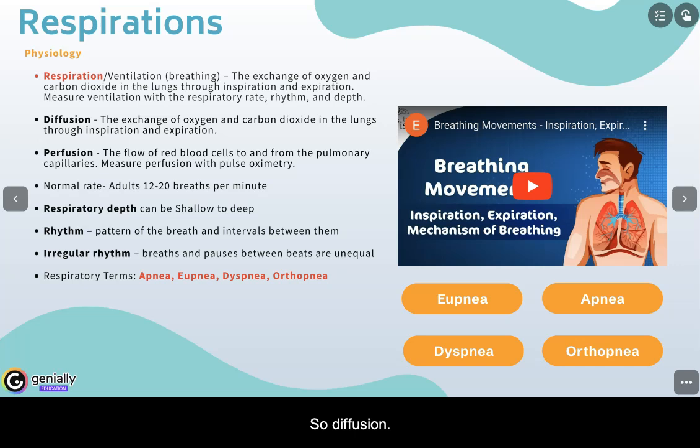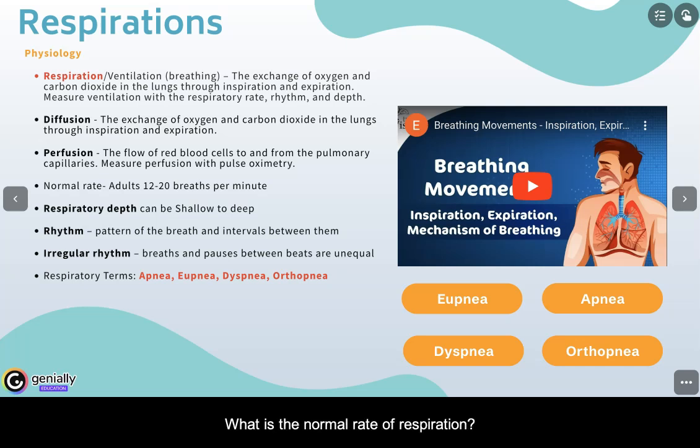So diffusion, let's talk about diffusion. A few more definitions here. The exchange of oxygen and carbon dioxide in the lungs. Perfusion is the flow of red blood cells to and from the pulmonary capillaries, and we'll discuss this in more detail when we cover the cardiovascular system.